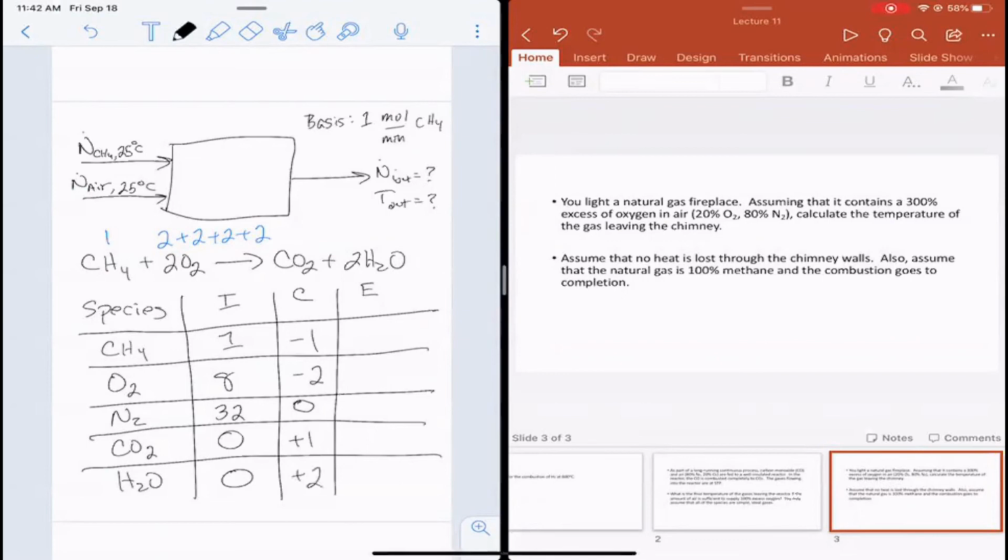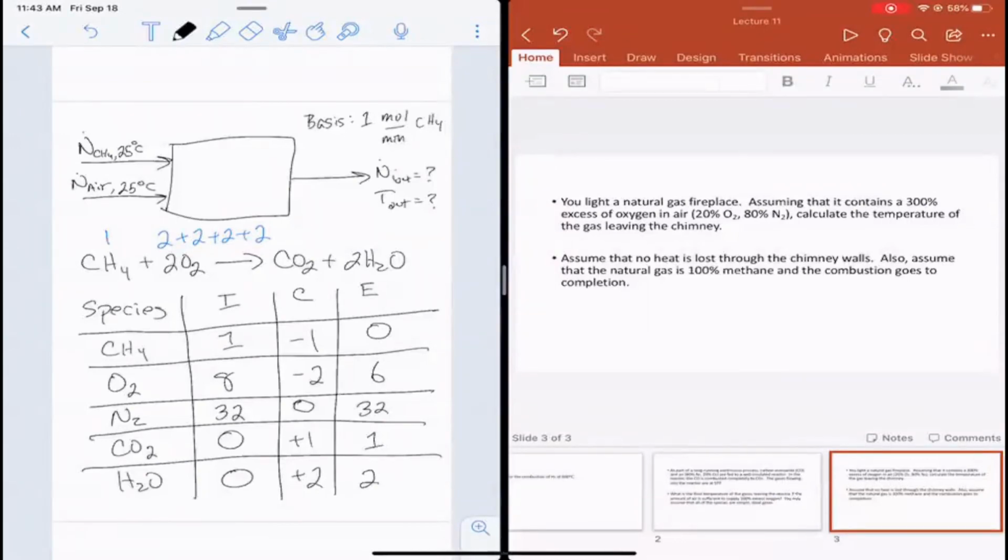So that means leaving our system, we have no methane. We have 6 moles of oxygen. We have 32 moles of nitrogen. We have 1 mole per minute of CO2. And then we have 2 moles per minute of water, okay?